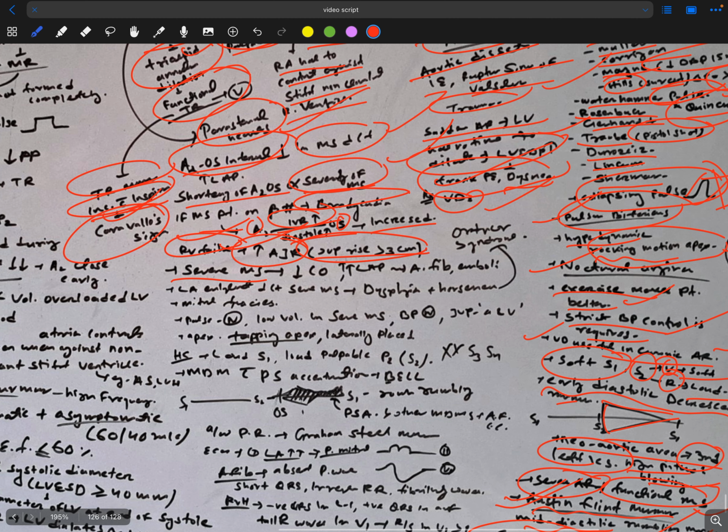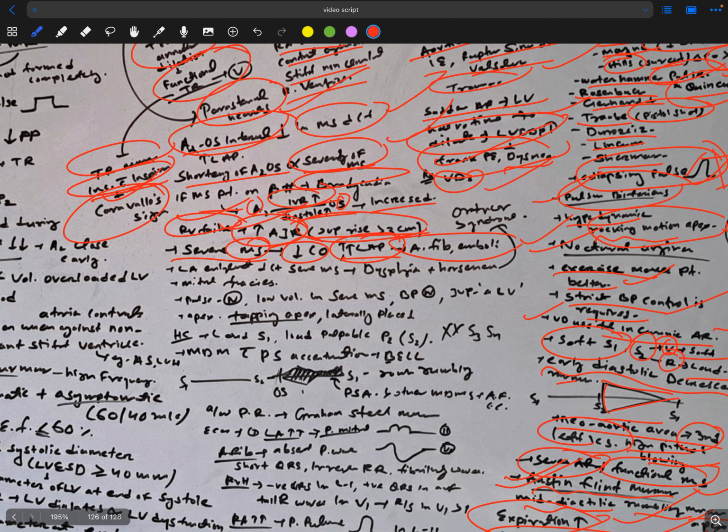In case of severe MS, there will be decrease in cardiac output and increase in left atrial pressure. It can lead to atrial fibrillation or atrial emboli. When there is LA enlargement in case of MS, that will compress the esophagus, leading to dysphagia, and compress the recurrent laryngeal nerve, leading to hoarseness. It is called Ortner syndrome.